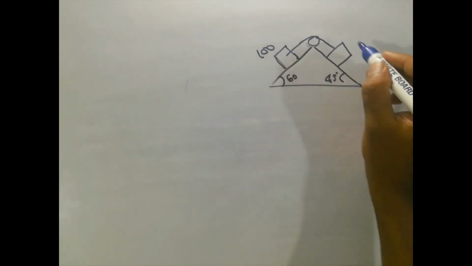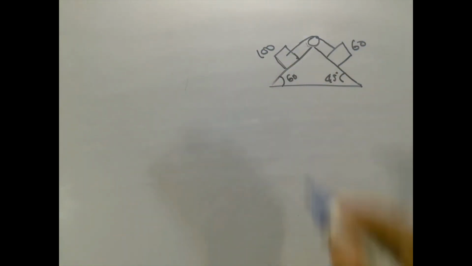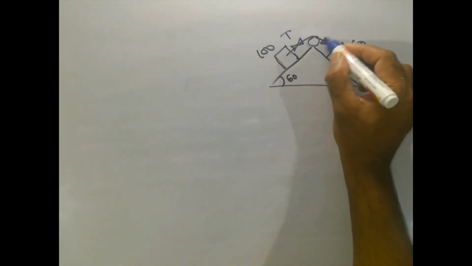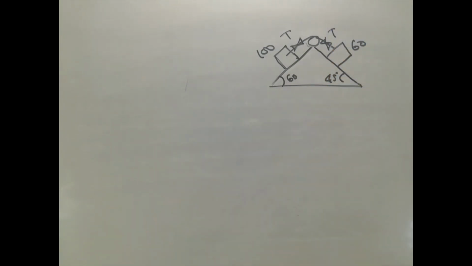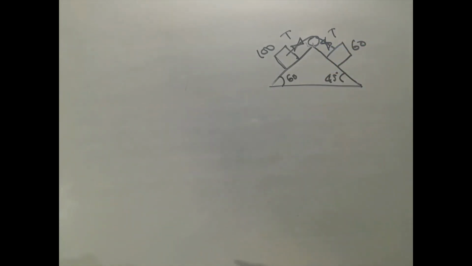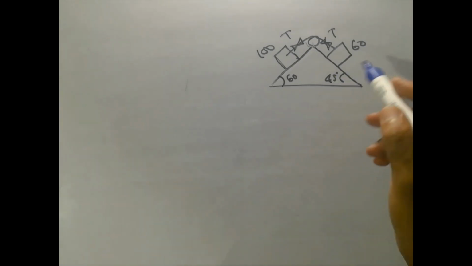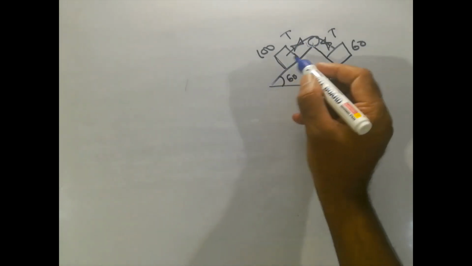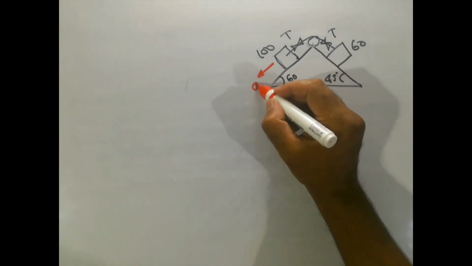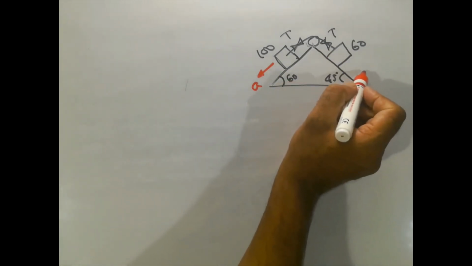This is 100 Newton, this is 60 Newton. We assumed that the tension in the string, T, is the same on both sides of the pulley. Let us assume that the 100 Newton block is moving down with an acceleration of a meter per second square. So the other block will be moving up with a.